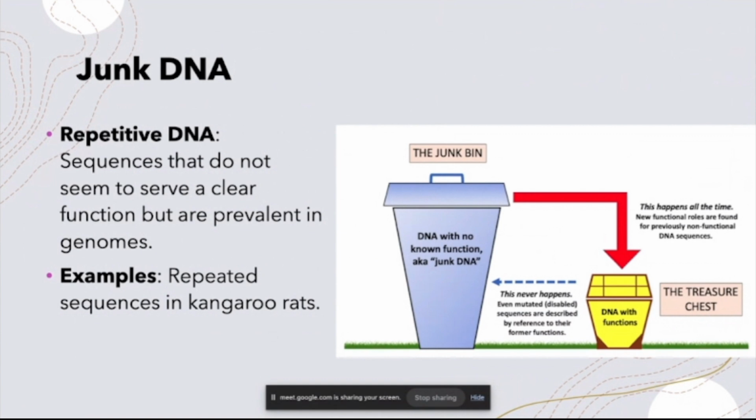We have something called junk DNA, which is basically repetitive DNA sequences that don't seem to have a function, but are still within our genetic sequences, within our genomes. Since these repetitive DNA sequences don't seem to have a known function, we call them junk DNA. It is possible that in some cases, junk DNA may develop mutations which allow it to become DNA that has a function, but DNA that already has an existing function will never become junk DNA. This is not something that ever happens. Examples of junk DNA can be found within the kangaroo rats.